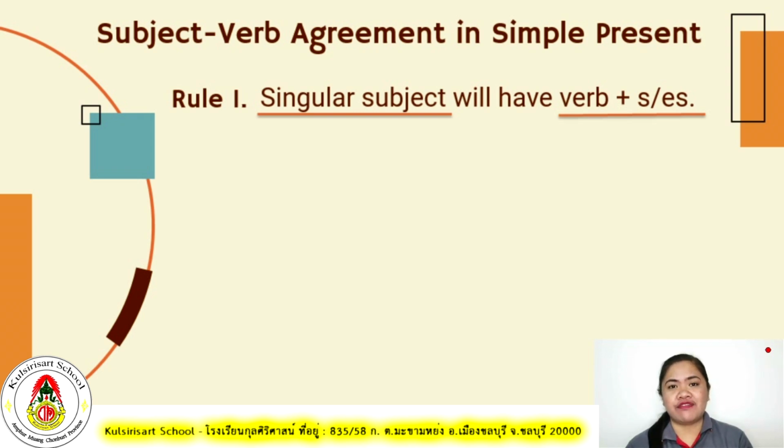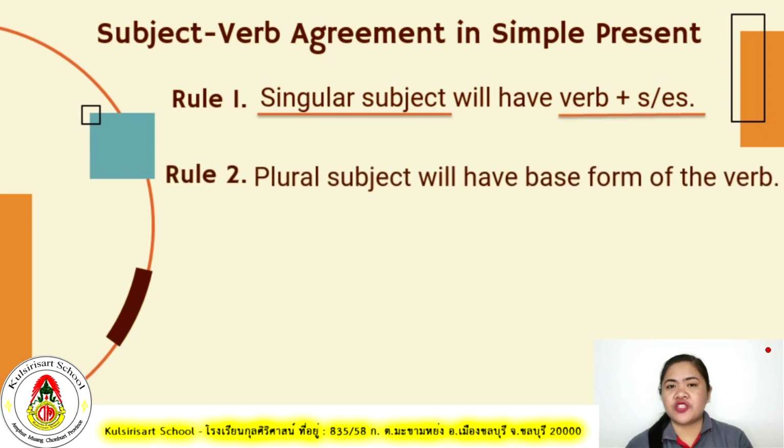Let's have the example after rule number 2 so that we can compare rule number 1 and rule number 2. Rule number 2 says, plural subject will have base form of the verb. Again, if you have plural subject, what should be the verb? Very good. The base form of the verb. When we say base form of the verb, you should always remember that it should not bear s, es or ed, just the simple form of the verb.